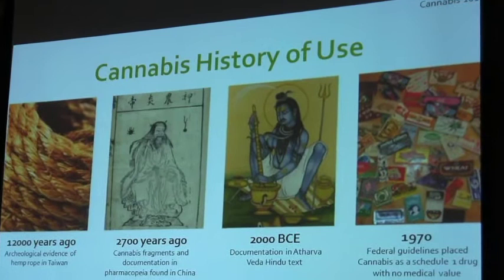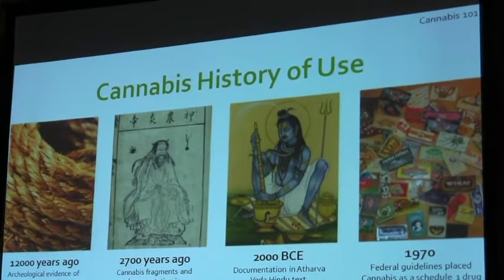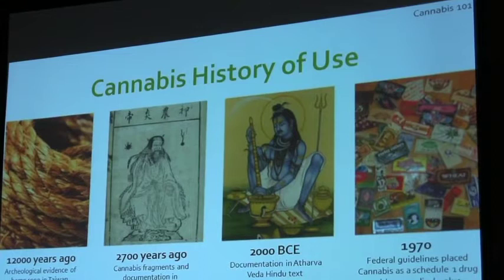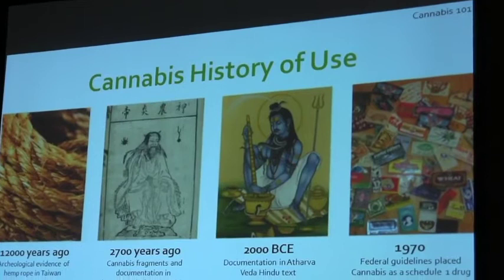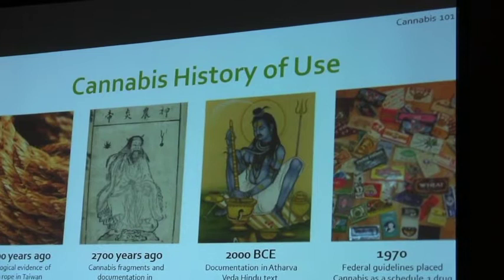So we're really dependent on each other, and that reflects in the unique nature of this plant. There's not many plants like cannabis. 2,700 years ago, there were fragments documented as part of a pharmacopoeia, which is the use of cannabis as a drug. So 2,700 years ago, there was some evidence that individuals were consuming plants for their benefits.